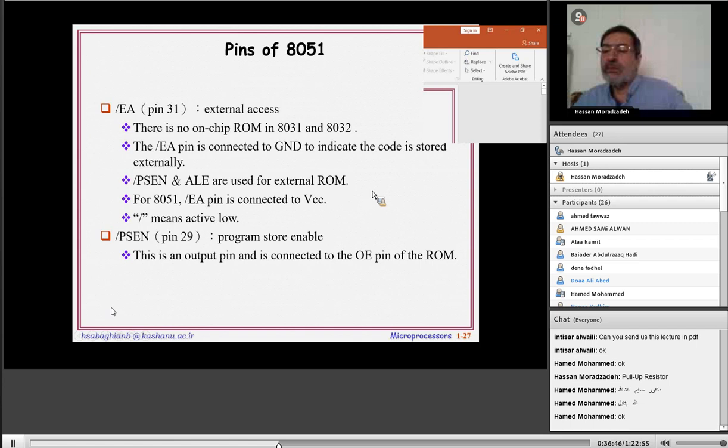Address latch enable. Here I read it's an output pin and is active high. Port 0 provides both address and data, the address bus and data bus. The address latch enable pin is used for demultiplexing the address and data buses by connecting to the G or gate pin of this latch. This is a latch IC, or 8 D flip-flop.